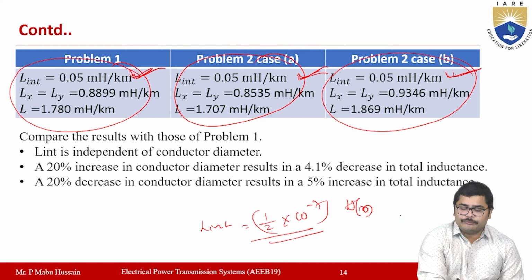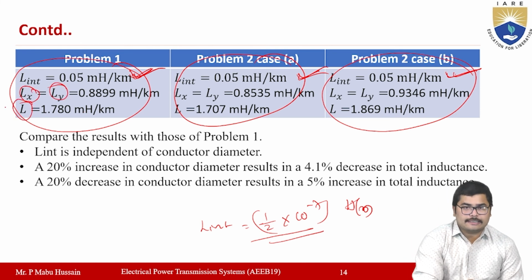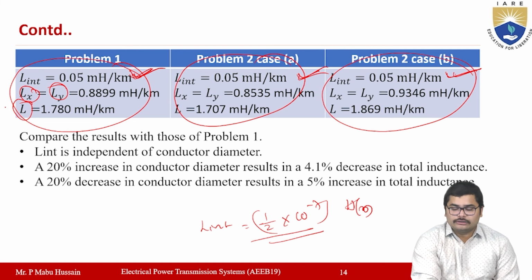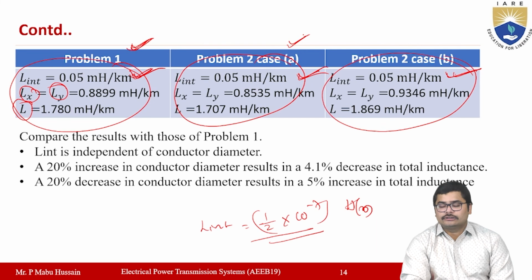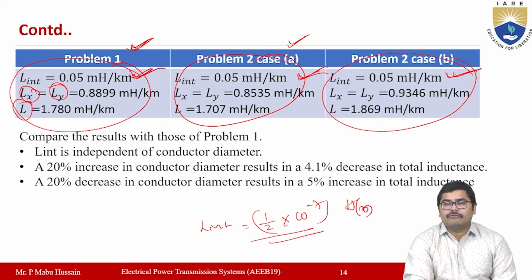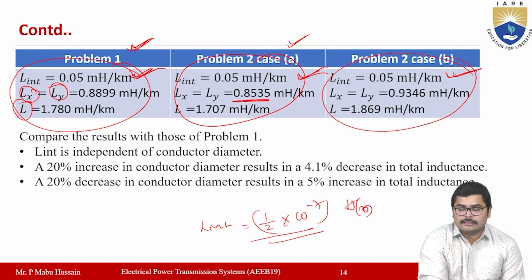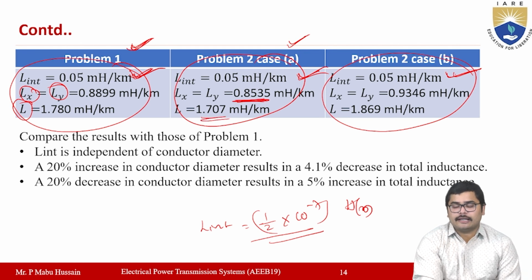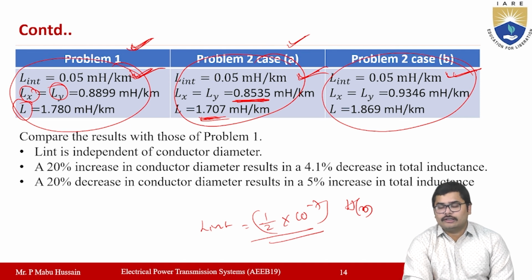But if you observe the inductance of each conductor as well as the total inductance L, if you observe both, this is in problem 1 and in problem 2 for the first case. The first case is nothing but increasing the diameter by 20%. When you increase the diameter of the conductor by 20%, you can observe that the inductance of each conductor as well as the total inductance are both decreasing.